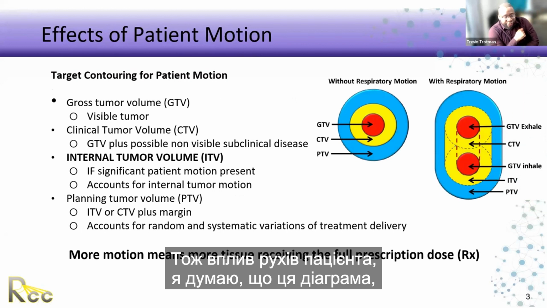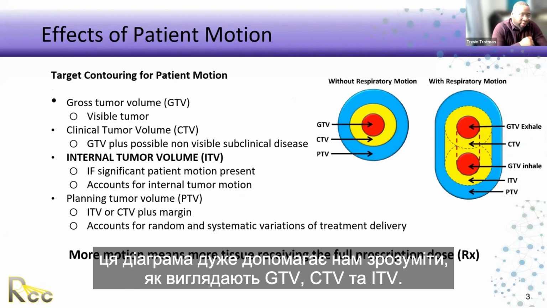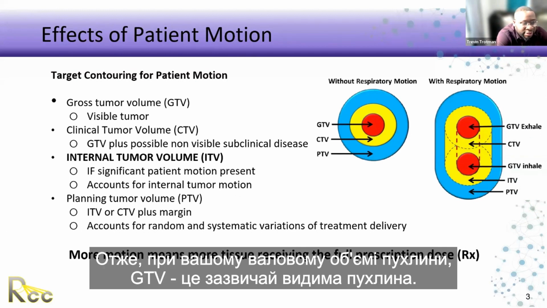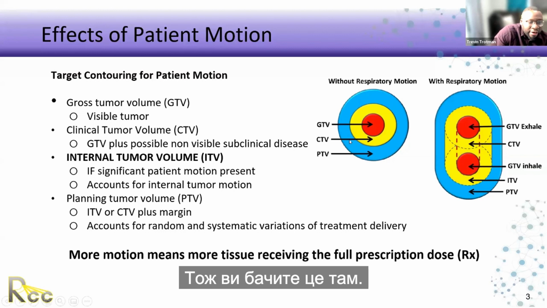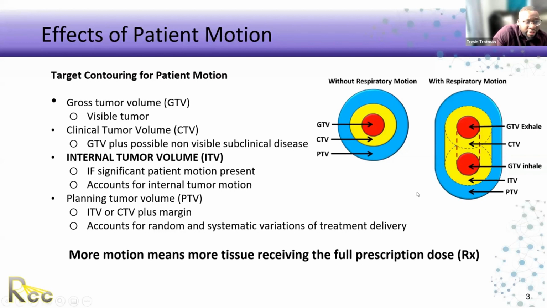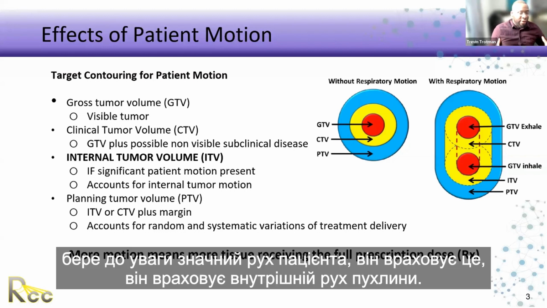Regarding the effects of patient motion, I thought this diagram helps a lot in understanding what the GTV, CTV, and ITV look like. Your gross tumor volume, your GTV, is usually the visible tumor. Your clinical tumor volume, your CTV, is GTV plus possible non-visible subclinical disease. So you see that there. And then your ITV accounts for significant patient motion present. It accounts for the internal tumor motion.